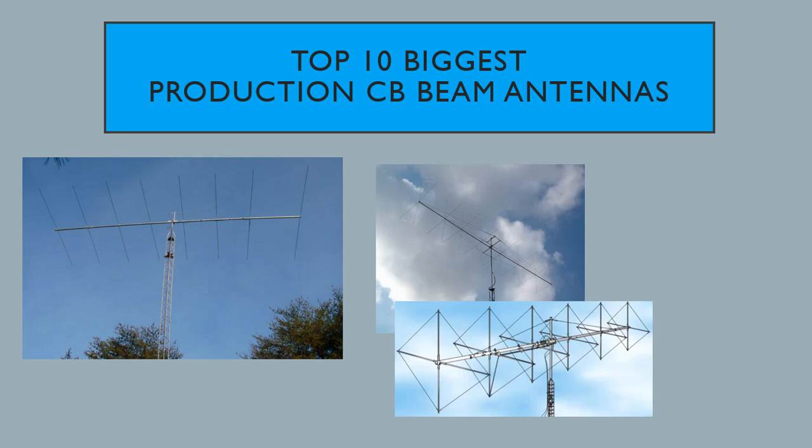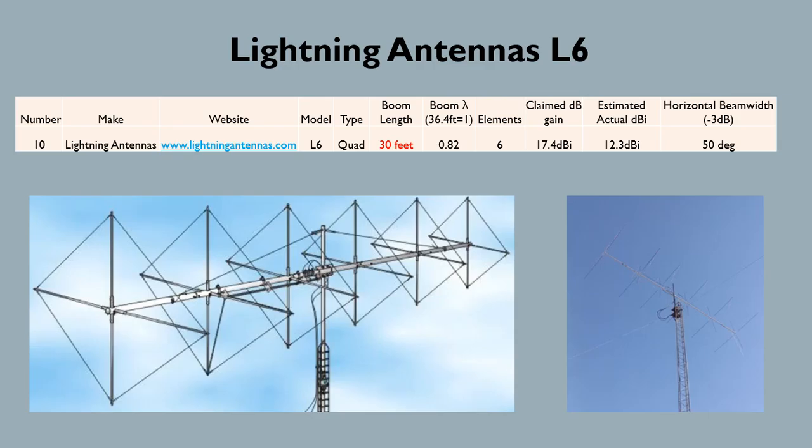Okay, so the first one, number 10 on the list here, is the Lightning Antennas L6. This is a quad antenna and has a boom length of 30 feet.